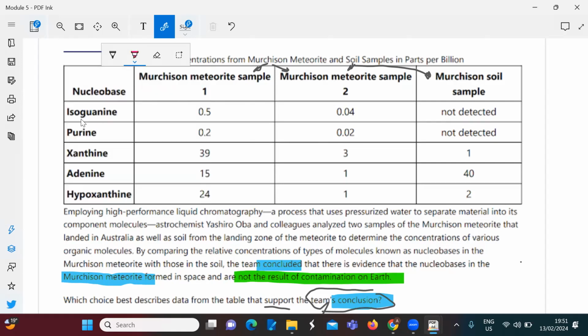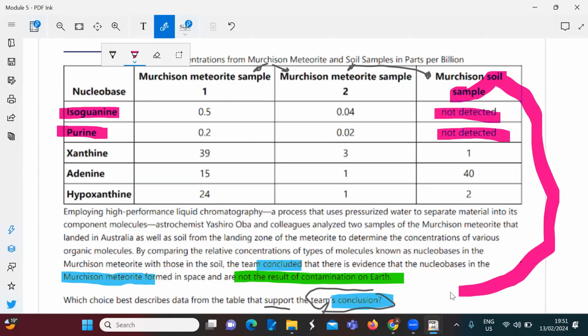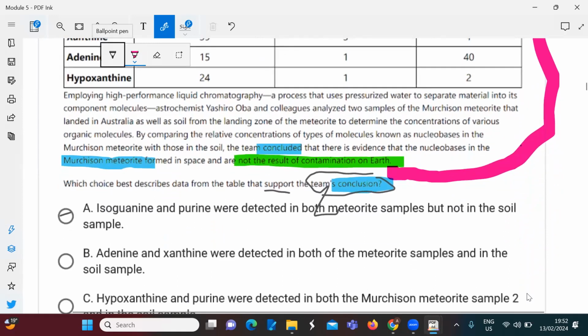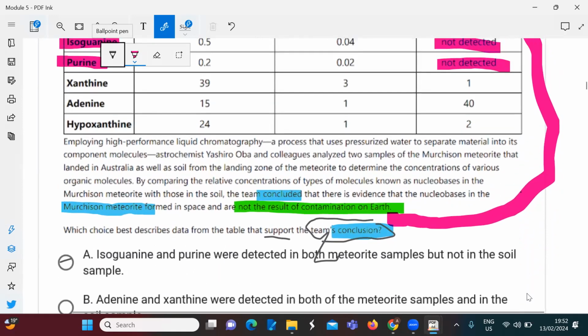Very good. Why? Because they weren't detected where? In the soil samples. Not detected in the soil samples. We can match soil to mean the Earth. The conclusion is that they were actually present in the meteorite samples, but not detected in the soil samples, which are the first two elements, right? Yes, and that's choice A.